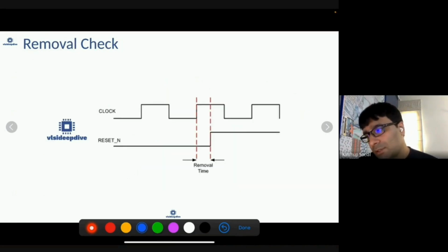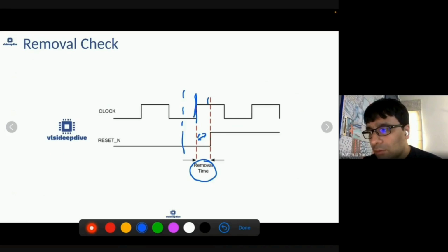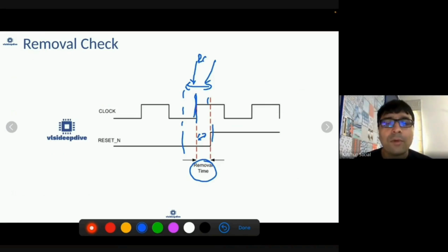Now, de-assertion also cannot happen after the clock edge for some time, again to ensure that the design does not go into an unknown state, and this is known as removal time. So de-assertion cannot happen very close to the clock edge here and very close to the clock edge here. This window is when your de-assertion cannot happen. Before the clock edge is known as recovery, and after the clock edge is known as removal. These values are calculated from your library.